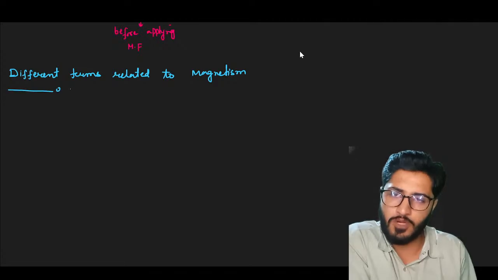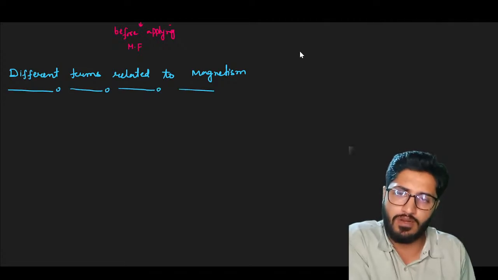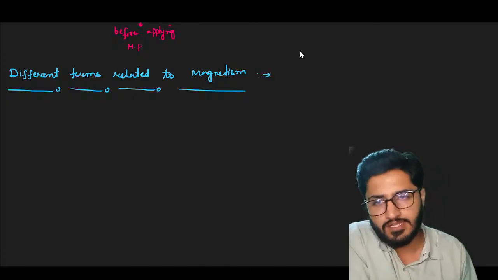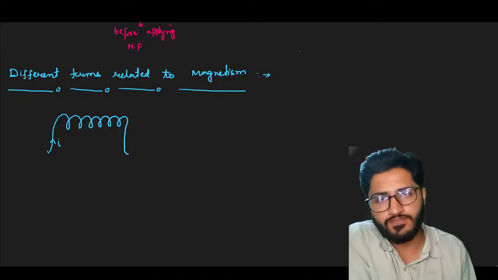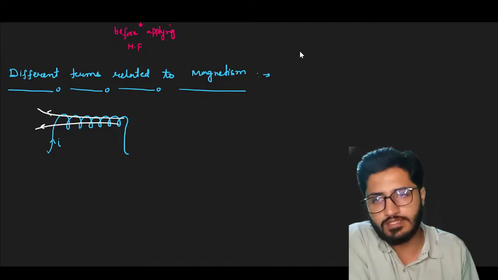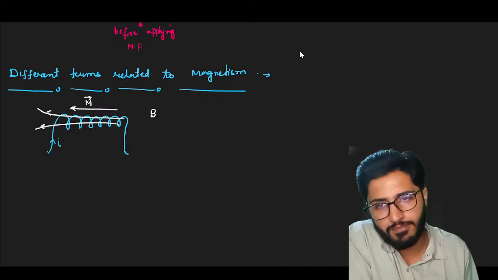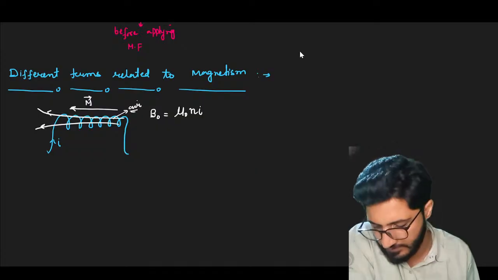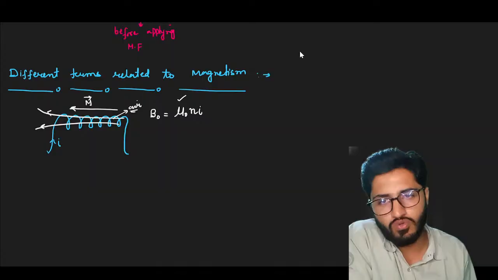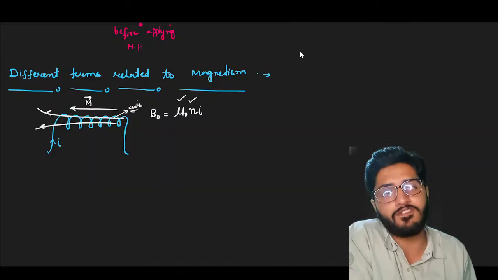So we have a couple of formulas and a couple of terms that we are going to use in our magnetism chapter. Let us suppose we have a loop, a solenoid like this, and current I is flowing. So we know that the magnetic field will look like this, and my magnetic moment will be like this. My magnetic field B naught will be equal to mu naught n I, if inside is air. And what is mu naught? Permeability. What is n? Number of turns per unit length.